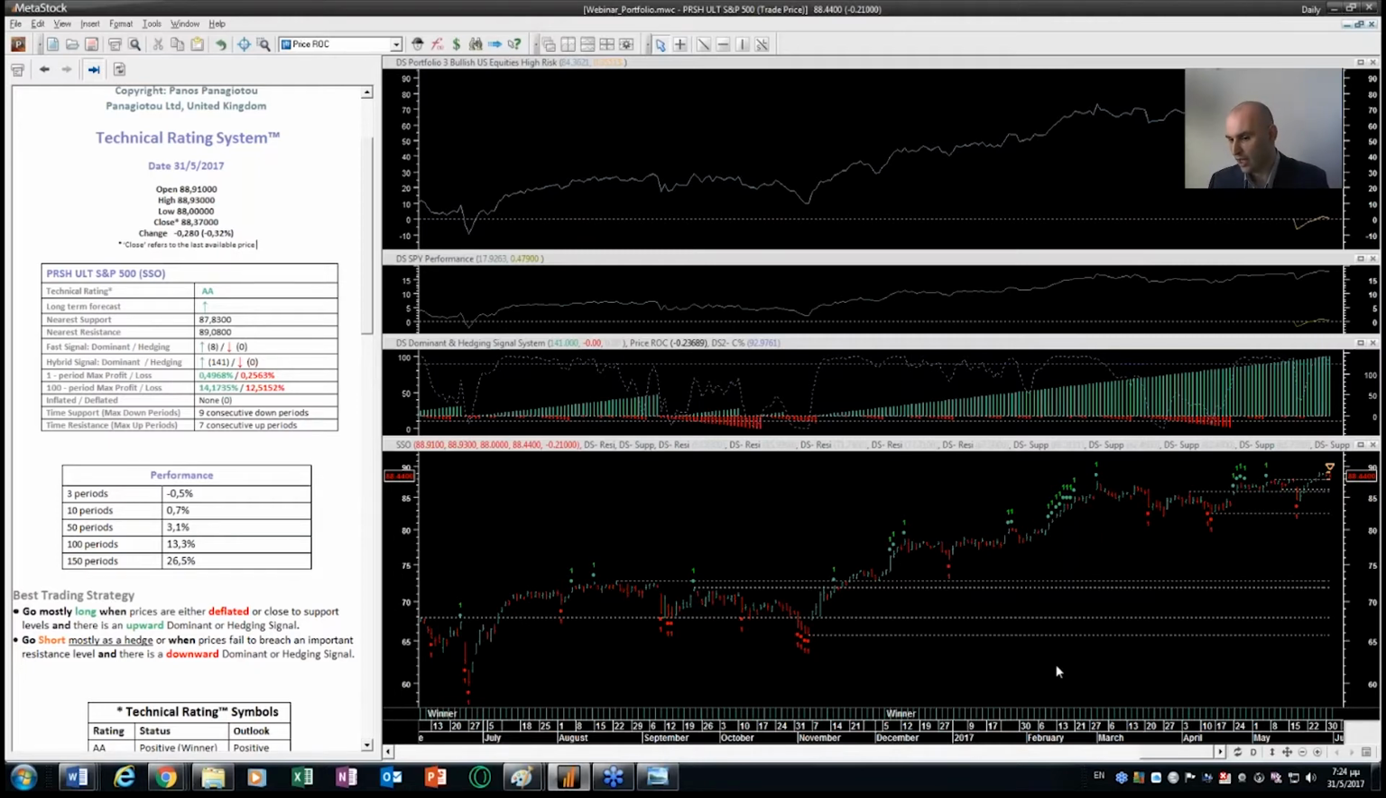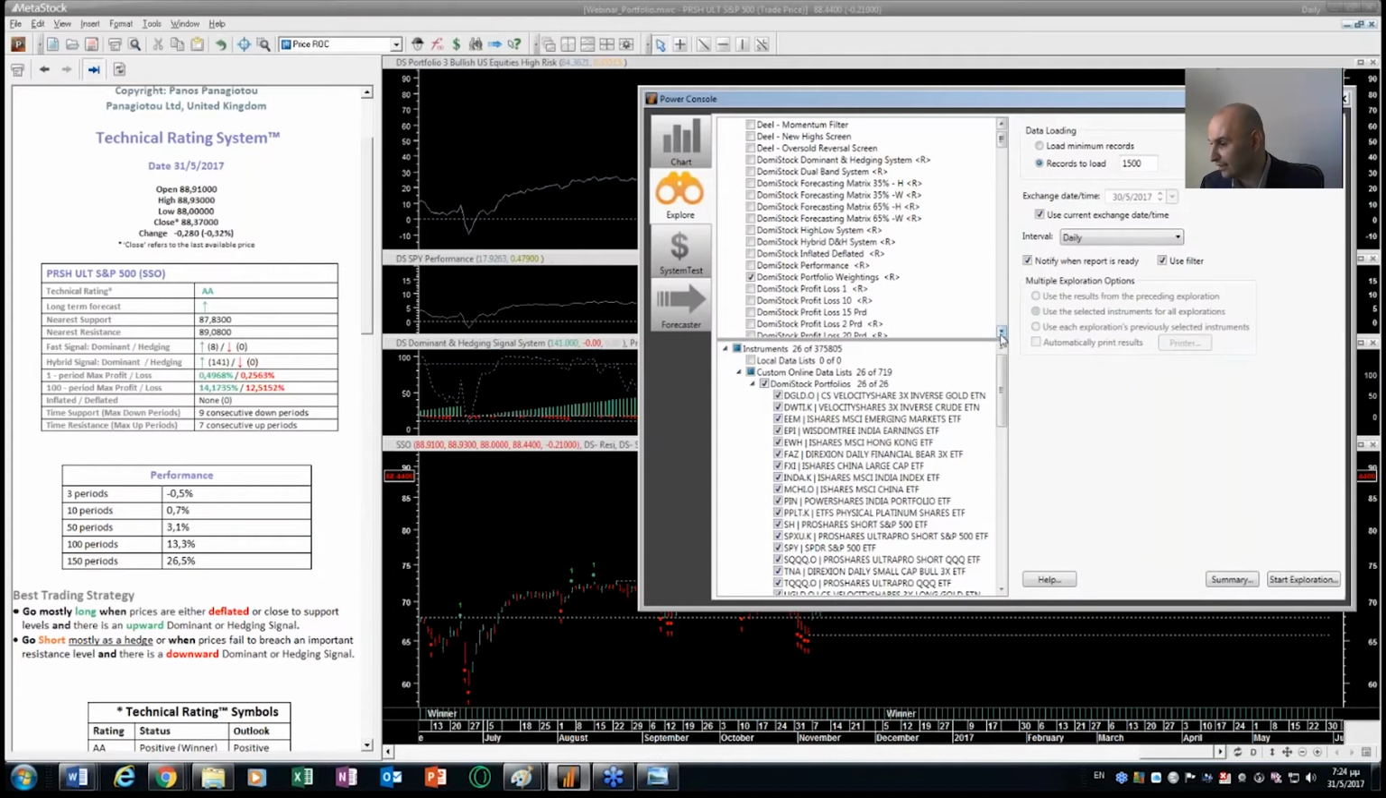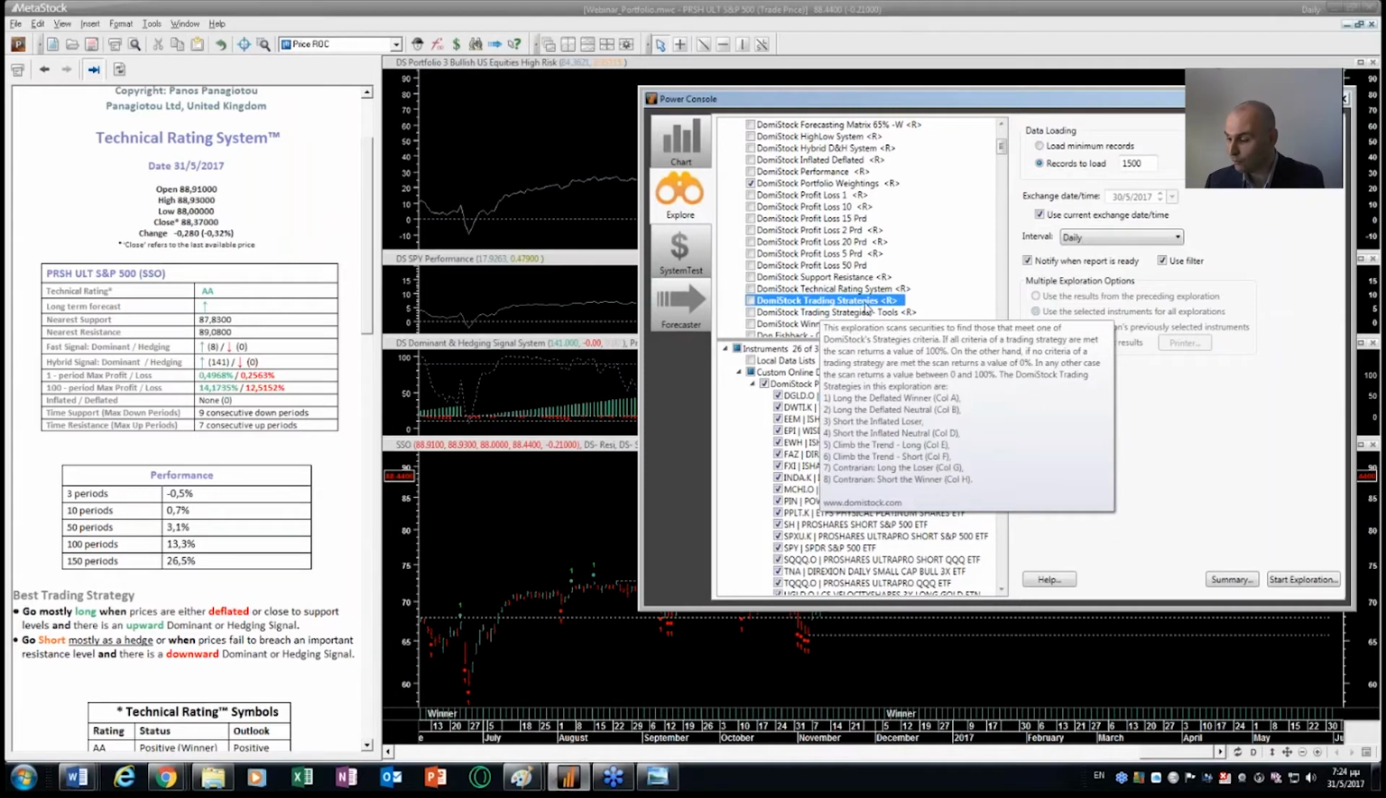So when you have an AA security, you will see that I have some automated trading techniques, DomiStock trading strategies. What they do is they check the rating of the security, and they tell you which strategy can be used, and in what percentage. Like, let me show you.